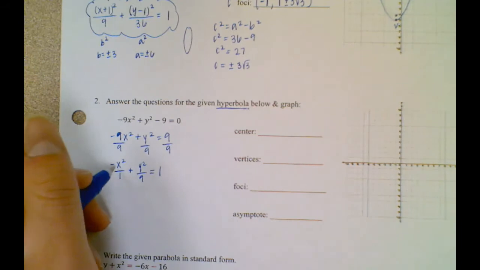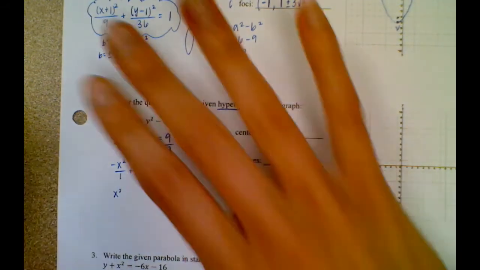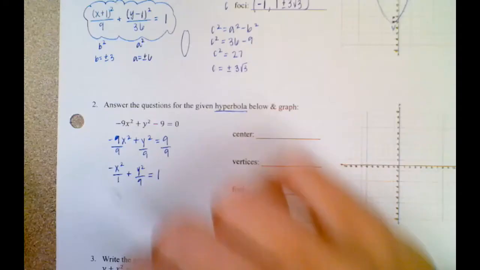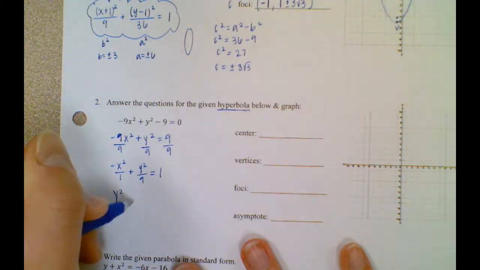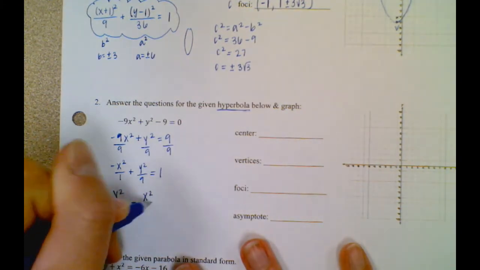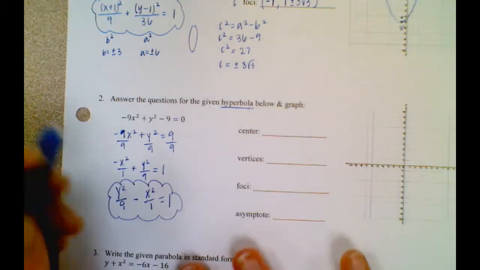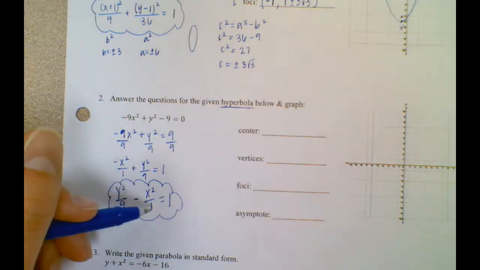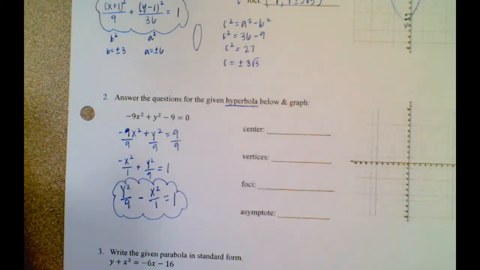And notice that the x squared term is the negative term, so I'm actually going to rewrite this. I'm going to write this as y squared over 9 minus x squared over 1 equals 1. So this is my standard form of my hyperbola. The reason why I did that is because on your formula sheet it has minus in between the two. So you don't have to write this one right here. I like to, just so then I remember to take the square root of it.